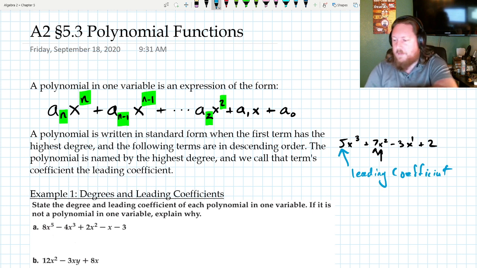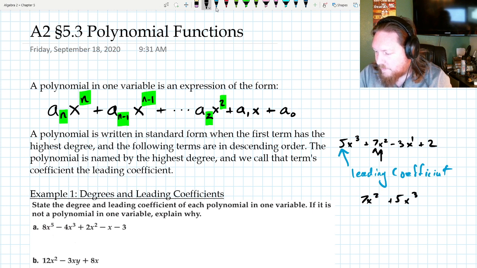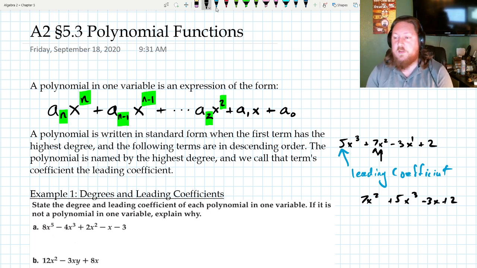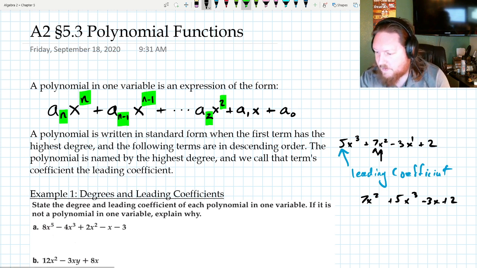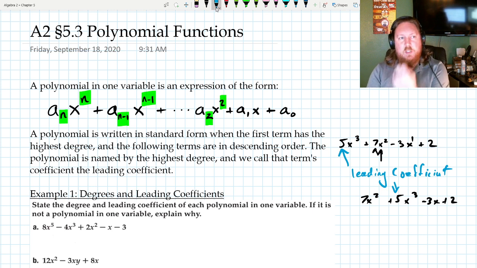it hidden somewhere else. I could have written the same exact polynomial, 7x squared plus 5x cubed minus 3x plus 2. 5 is still the leading coefficient, because it is the coefficient of the largest degree term. And that's really important, and people make that mistake all the time. So it's always best if it's in descending order, but if it happens to not be, you can still figure it out. Just look for the largest degree.